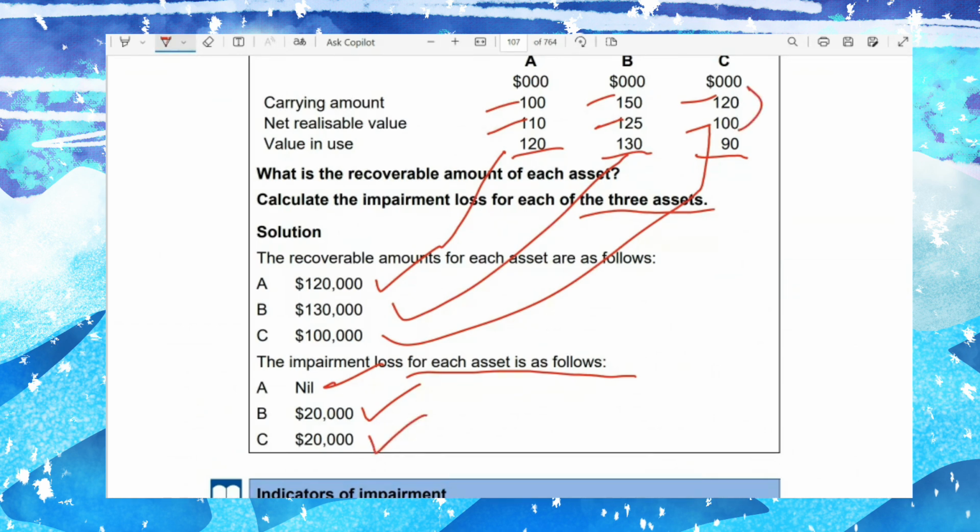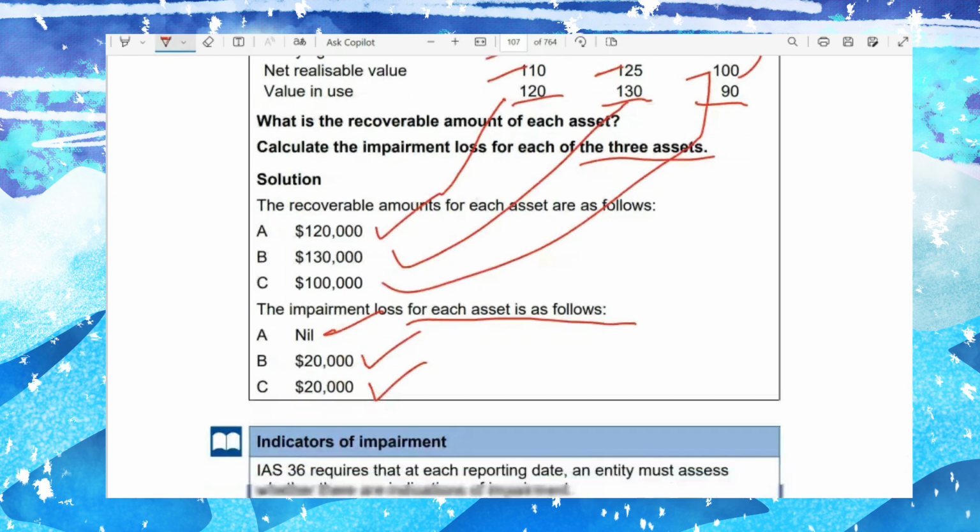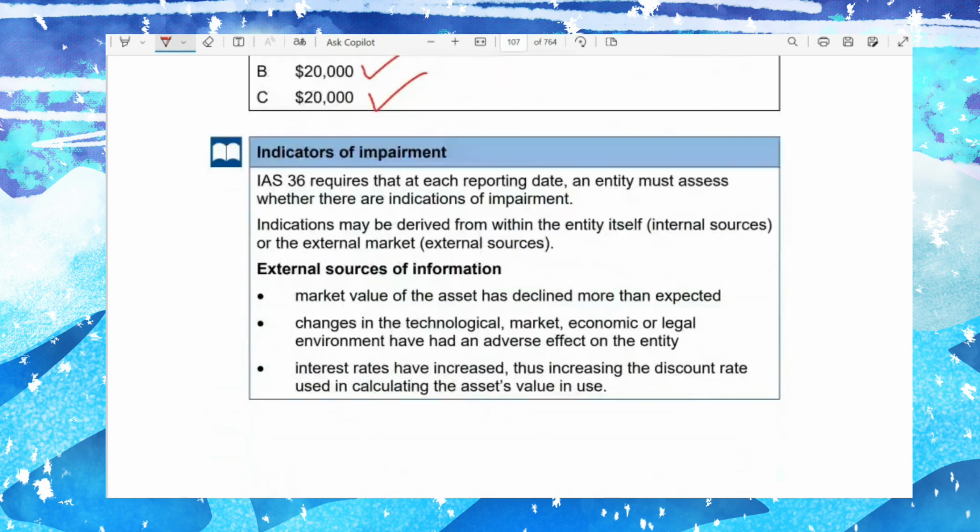So, indicators of impairment, now you understand. IAS 36 requires that at each reporting date an entity must assess whether there is an indication of impairment. Remember that whenever circumstances happen, like natural calamities, they can cause impairment, like corona. There was impairment in a lot of assets and in business, and many big losses were there. So they have to see according to the indication.